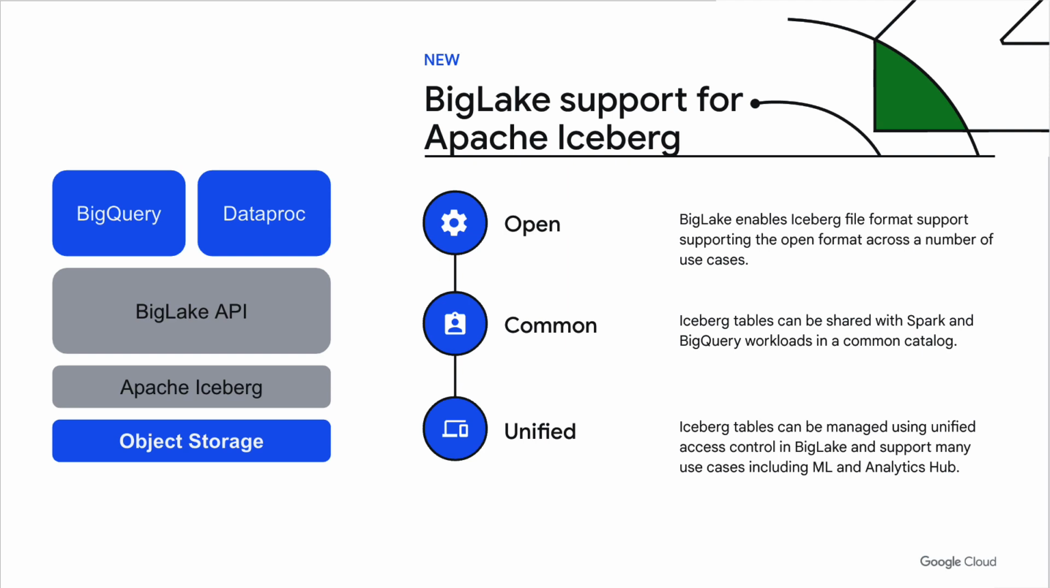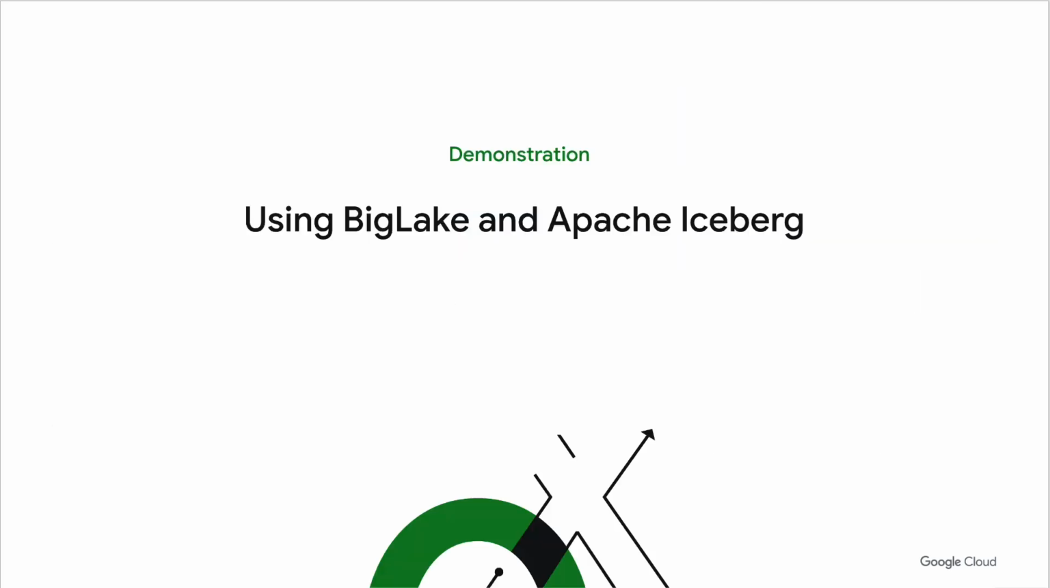We'd be remiss not to announce also that now you can use Iceberg with both Spark and BigQuery workloads across a common catalog. And what this means is that we can use a unified governance layer to connect to, modify, and select this data across our data plane. With that, let's get into a demonstration and see these two in action.